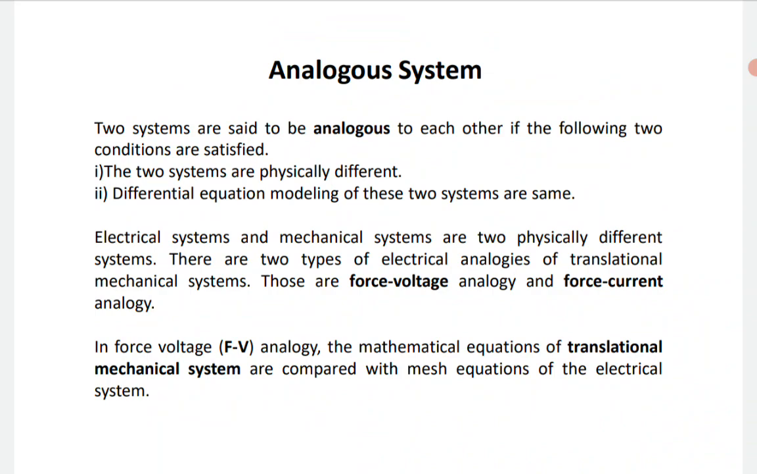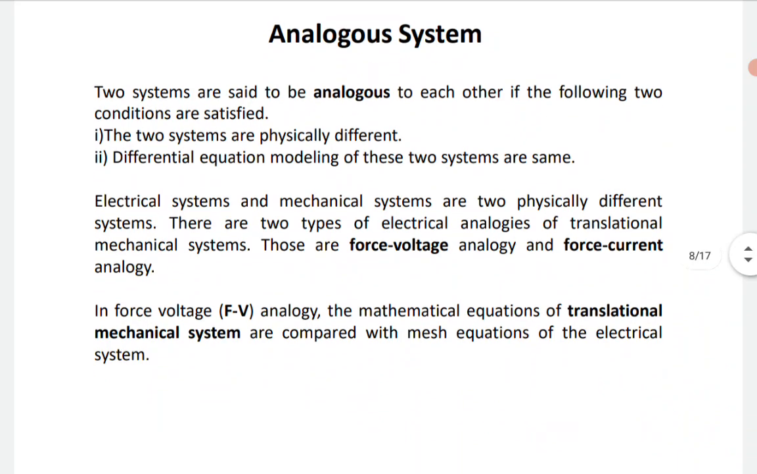Analogous systems: two systems are said to be analogous to each other if the following two conditions are satisfied. Number one, the two systems are physically different. Number two, the differential equation modeling of these two systems is the same. Yes, that is the other key point. The differential equation modeling of these two systems is the same. Electrical systems and mechanical systems are two physically different systems.